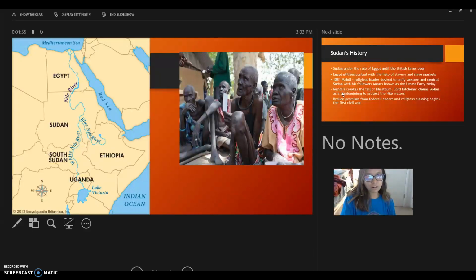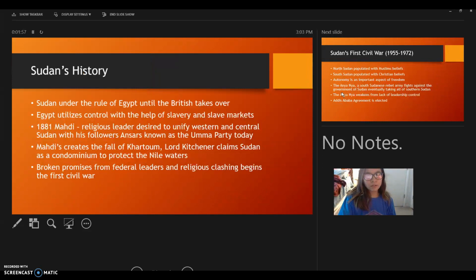So let's get started. So with Sudan's history, it was under the rule of Egypt. It was controlled. Egypt utilized control with the help of slavery. Africa had a lot of slave markets. There was a religious leader that really wanted to unify the Western and Central Sudan, but eventually Mahdi created the fall of Khartoum. The British claims the Lord Kitchener. He claims Sudan as a condominium to protect the Nile waters. Geez, why not? That's where power is.